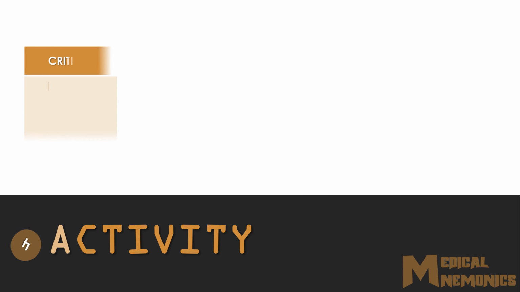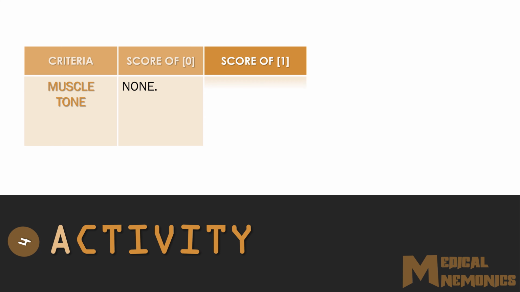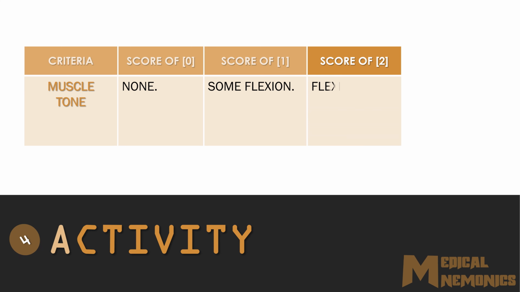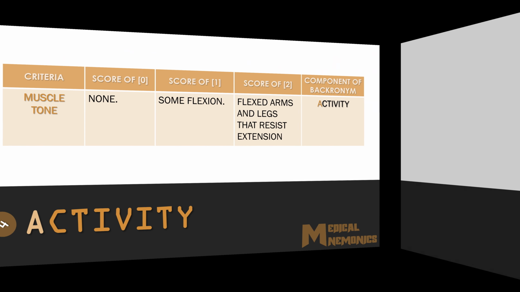The A stands for activity, the criteria for which is muscle tone. Here, a score of 0 is given when there is no activity seen. A score of 1 is given when there is some flexion. A score of 2 is given when the arms are flexed and the legs resist extension. And this is what makes the activity component of the APGAR score.